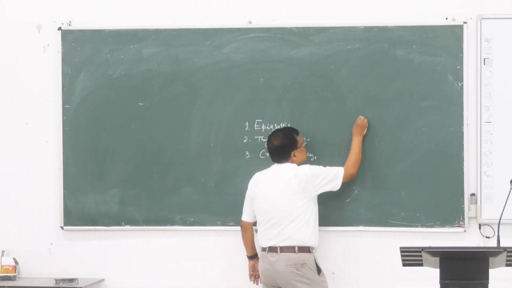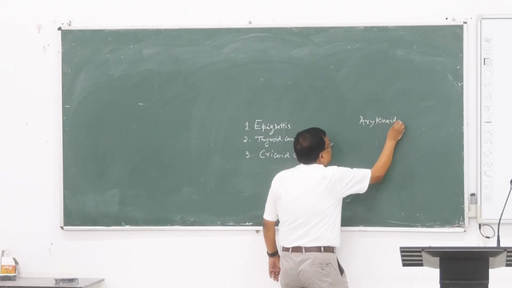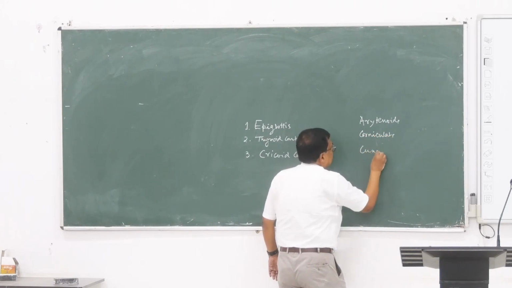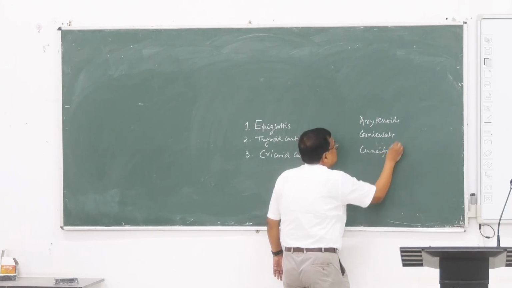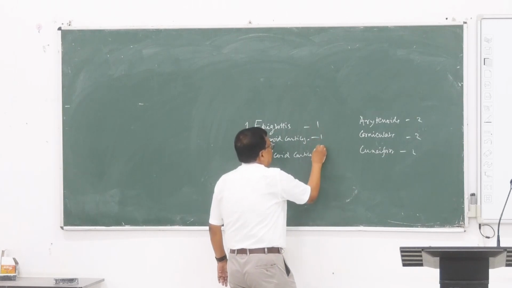Our paired cartilages are the arytenoid, corniculate, and cuneiform. All are two in number, while the unpaired ones are single.